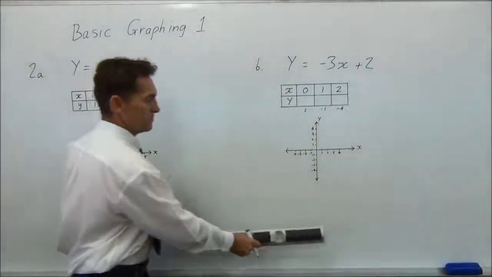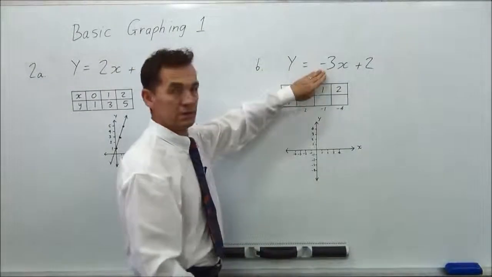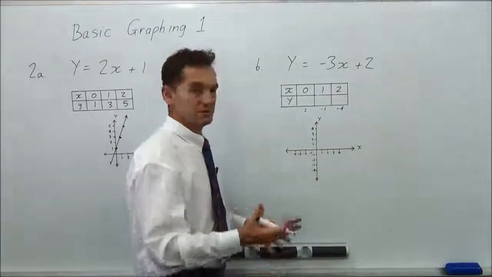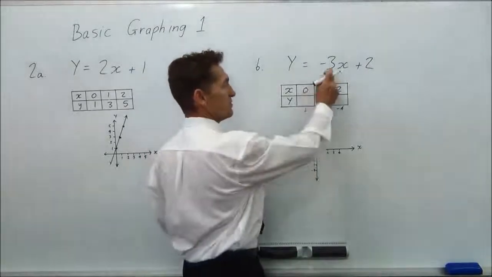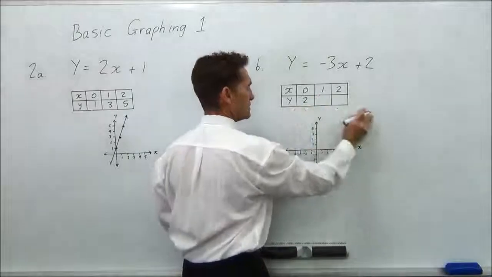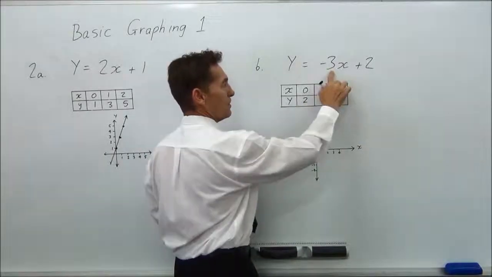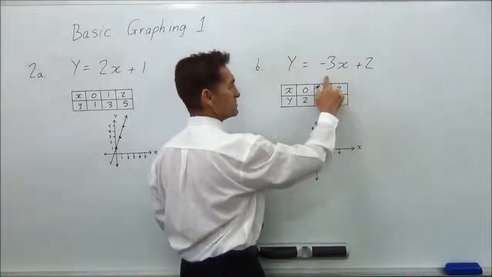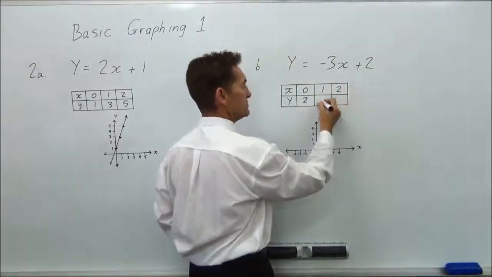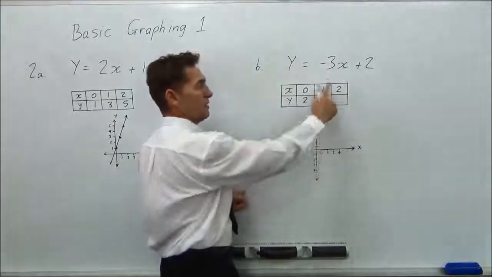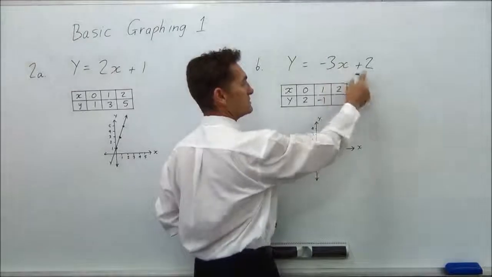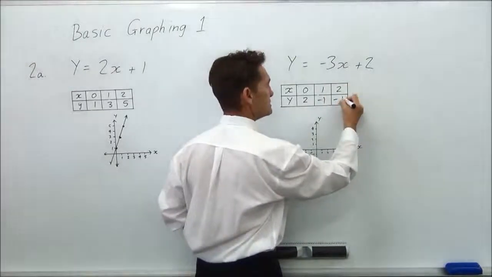Do the same over here. So we've got a formula. Just put them in one at a time. Now I've picked 0, 1, 2 because they're easy to work with. So 3 lots of 0 is nothing. Nothing plus 2 is 2. Oh, sorry, minus 3 times 1 is minus 3. Minus 3 plus 2 is minus 1. Minus 3 times 2 is minus 6. Minus 6 plus 2 is minus 4.